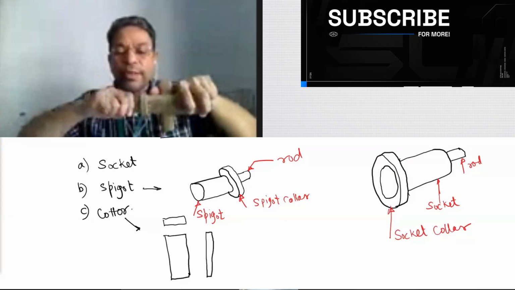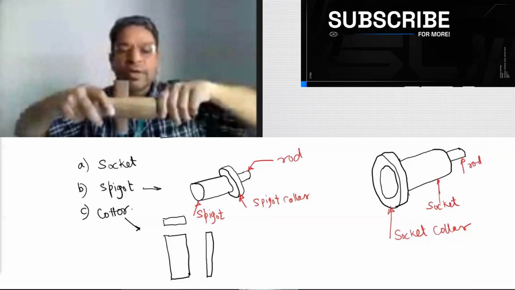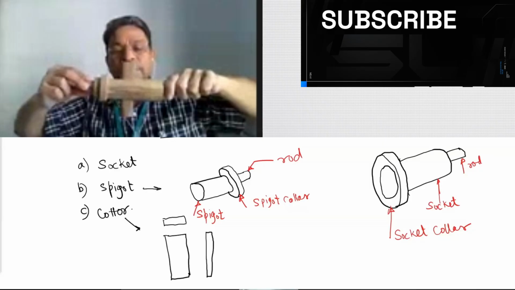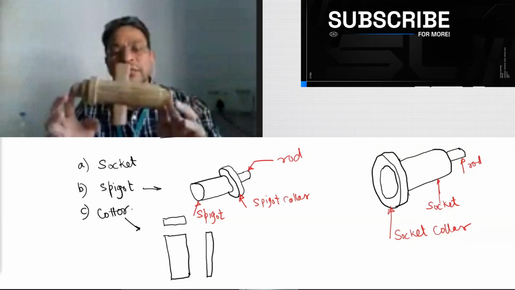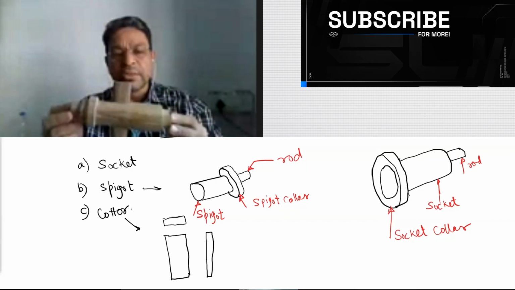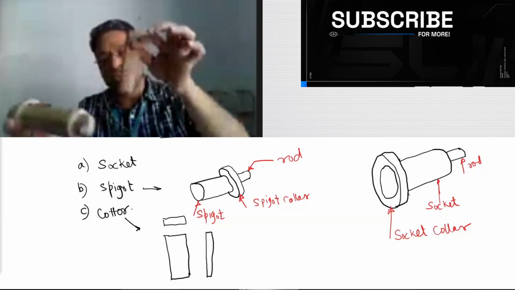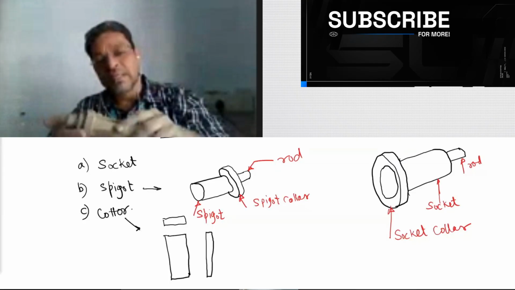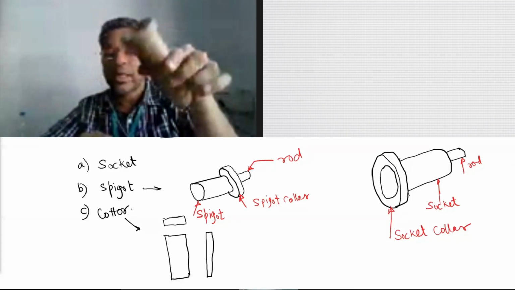Now when I apply force from this end of the rod as well as from this end of the rod, this will not move. I can apply force and this will not move. So this has become a socket and spigot Cotter joint. So I explained to you the three parts of socket and spigot Cotter joint. One part is Cotter like this. Second part is spigot like this, and third part is socket like this.